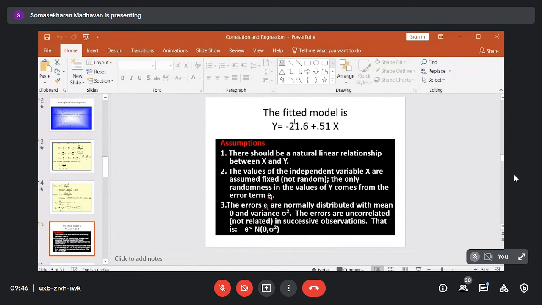It is not true. You don't have license to say like that, because statistics has no power to establish the relationship between the variables. It can only identify the relationship if there is a natural relationship.